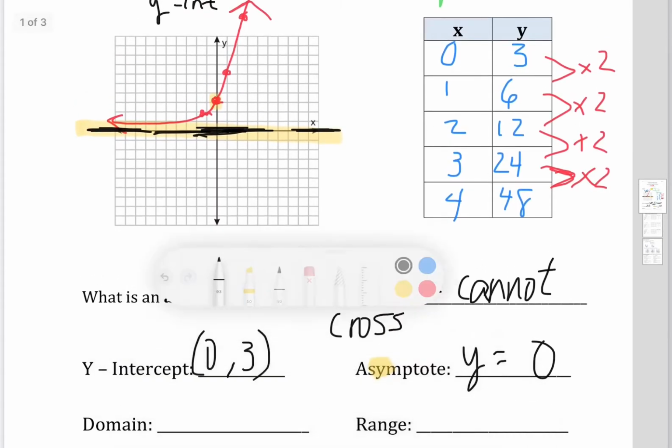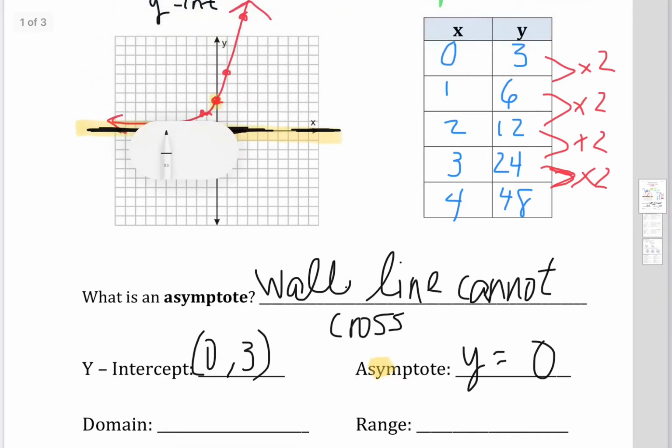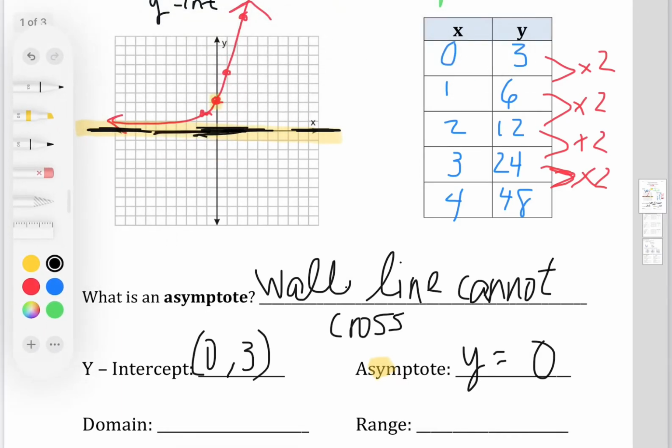Next, domain and range. The domain of this type of graph is the x's. So domain's always x. In this type of graph, there's an arrow on the left, so it's going to continue moving forever to the left. And there's an arrow on the right, so it's going to continue going forever to the right. So my domain is all real numbers.